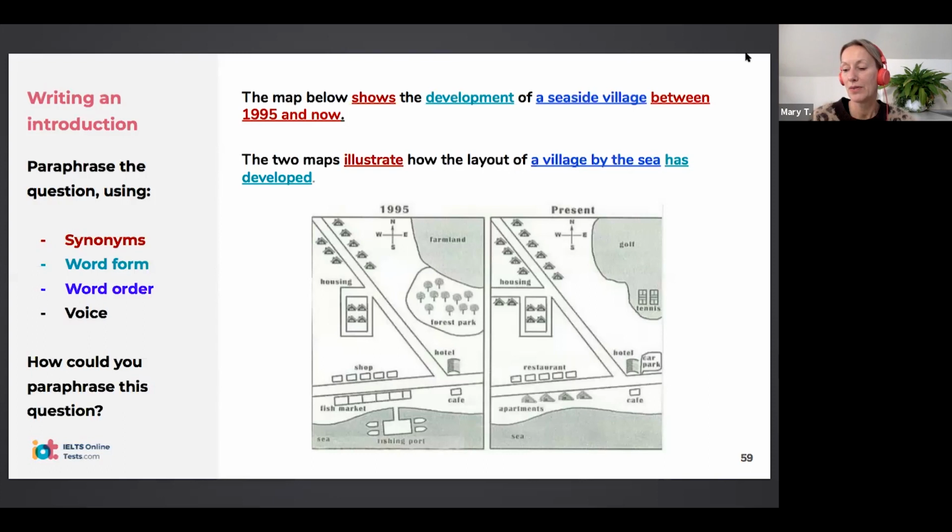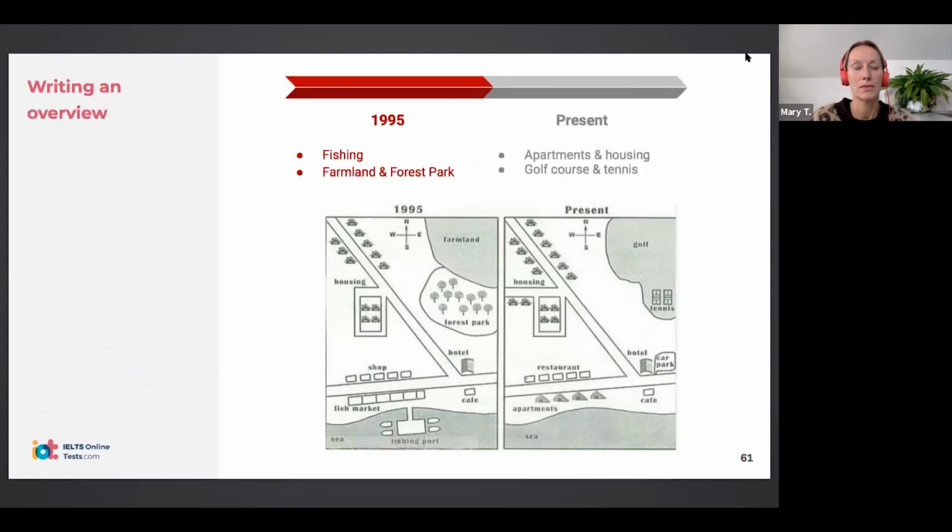In the last 24 years, yeah, I think it's 24, isn't it? Yeah, that's right, you could say that, in the last 24 years, between the past and now. Yeah, this is what we said. So from 1995 to the present day. Okay, and then moving on to the overview. Okay, so in order to achieve a band 6 or more, you have to have an overview. So that's something to remember. So it's quite important.